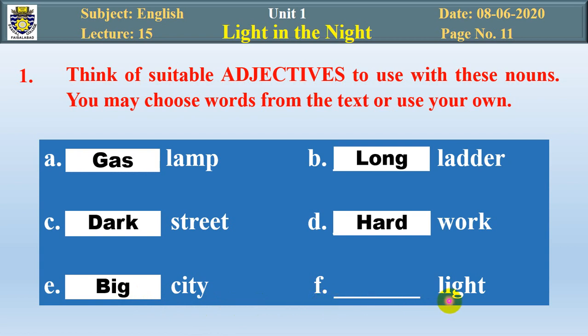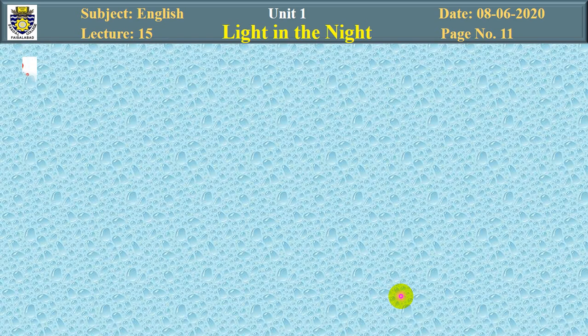F, last but not the least of this question, light. Green light, red light, yellow light, etc. With this, this question comes to an end. Now we move towards another question, that is question number 2.